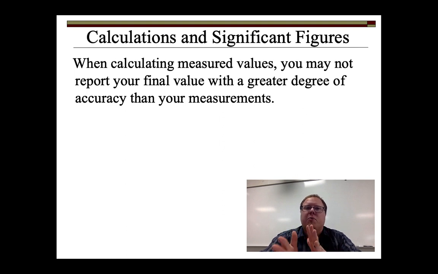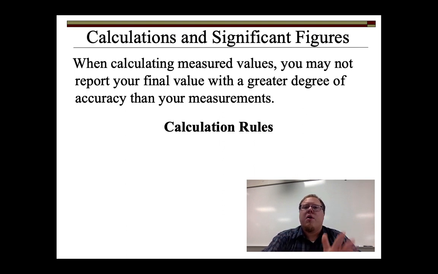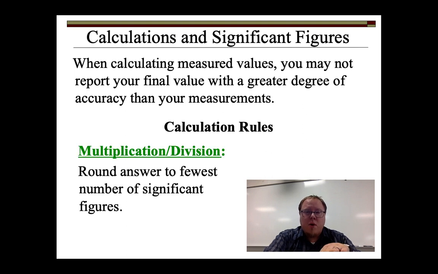They're different for multiplication, division, and addition and subtraction. So first I'm going to talk about multiplication and division. All right? So when you multiply or divide two measurements or more, you're going to round your answer to the fewest number of significant figures of the measurement that has the fewest number of significant figures.